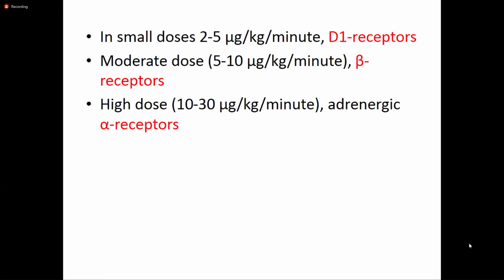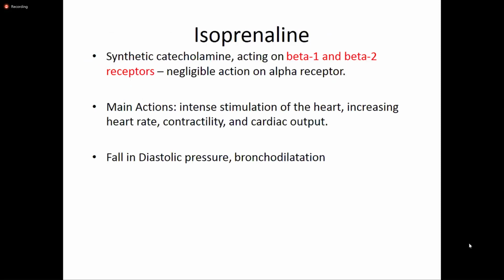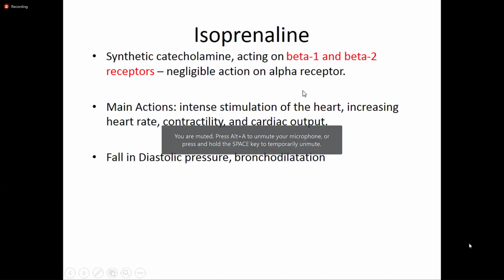They are synthesized and released within the body. Now we are going towards drugs that are actually not included in your syllabus, so we'll have brief information about them. So isoprenaline is not an endogenous catecholamine; it is not secreted from the body. It is a synthetic catecholamine and is available as a drug. It is responsible for stimulation of beta receptors, both beta-1 as well as beta-2. However, it has very negligible action on the alpha receptors.